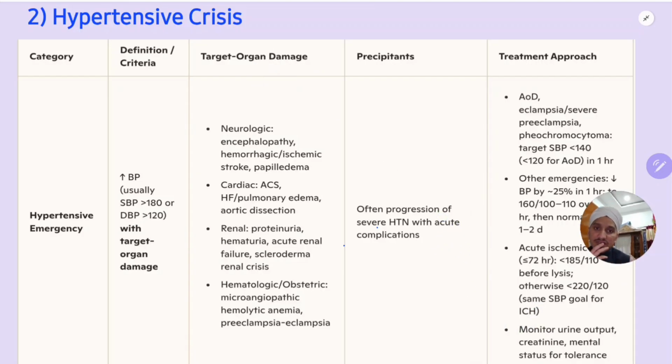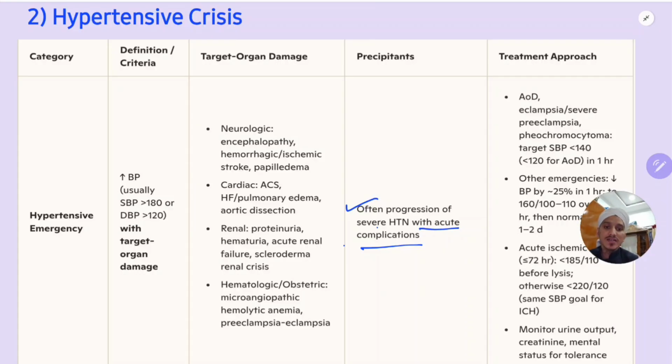What are the precipitants of emergency? Often it is progression of severe hypertension with acute complications. The patient may be having high BP, but he may not be taking the BP medications. That's why suddenly the BP will shoot up and he will develop symptoms. Okay, that is the cause.